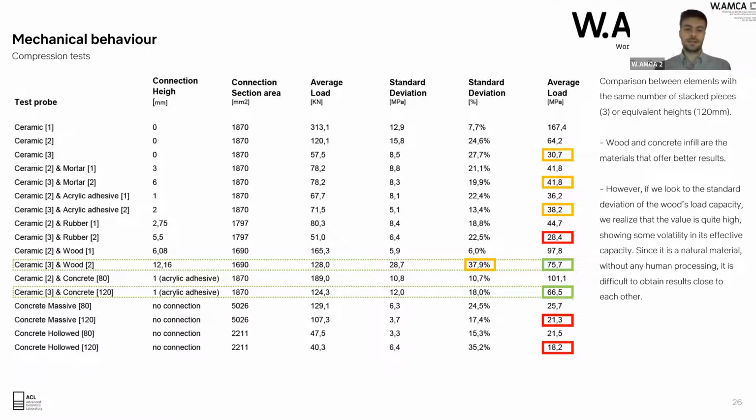From here, what we can understand is that the material that works better with the ceramic is the wood, but it would have a problem. If we are working with natural wood, we need to have in mind that wood is not regular, so it has some knots somewhere. So it has this standard deviation right here. It's 37% right there. It's quite high, so we can have really high values or really low values. But if we work with natural wood, we have to take that into consideration.